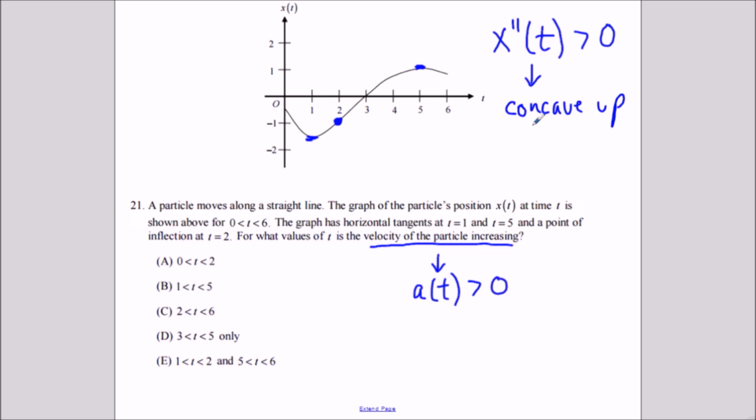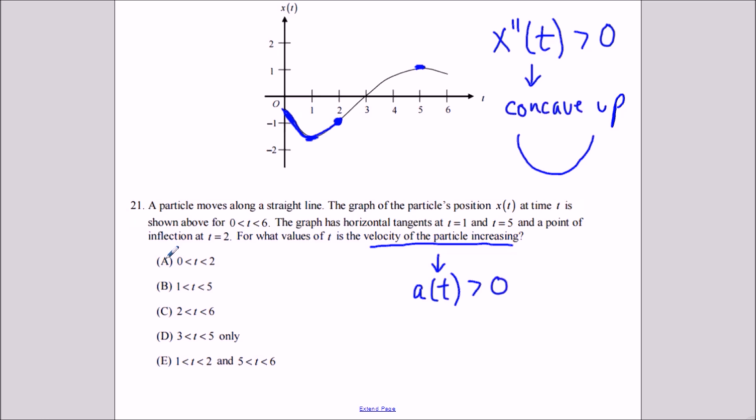So to identify where a graph is concave up, you're just looking for the portion of the graph that's in the shape of a U. And if we look, that's all the way in this region here up until the point of inflection. They told us that there's a point of inflection when t is equal to 2. And this is where the graph begins to take the upside down U shape. So from 2 to 6, the graph is concave down, but from 0 to 2, it's in the U shape, so the graph is concave up.